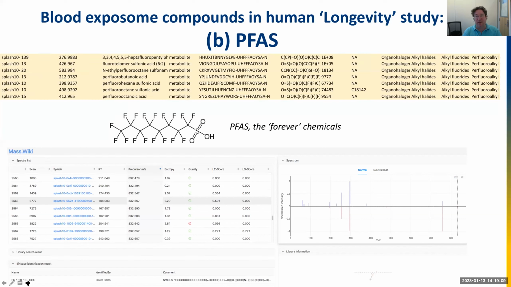PFAS are the forever chemicals. They are in fairly high concentrations in human blood. You easily recognize them by the accurate mass already, because that accurate mass is, due to the fluorine atoms, lower than the nominal mass. And in addition, of course, we would have the MSMS spectra to enable us to identify these compounds.